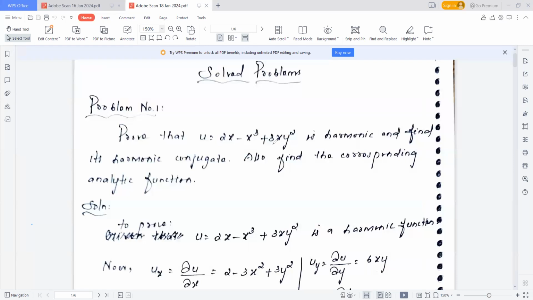So either you can apply the Milne-Thomson method or the previous method. What is the previous method? This one.